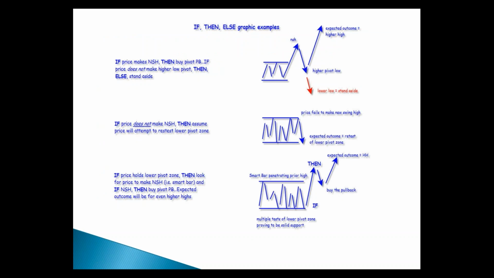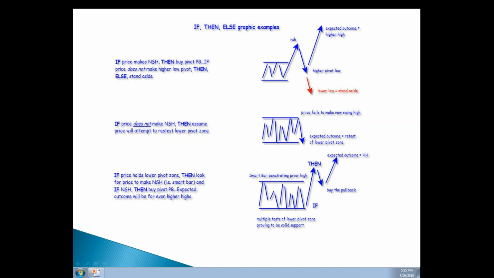So, if-then-else in the graphic examples. Terrific. On that first example, follow along on the charting side of it while I read the if-then-else statement. If price makes a new swing high, then we want to buy the pivot pullback, with a higher pivot low. If price does not make a higher pivot low, then we're going to do something else. We're going to stand aside, that type of thing.